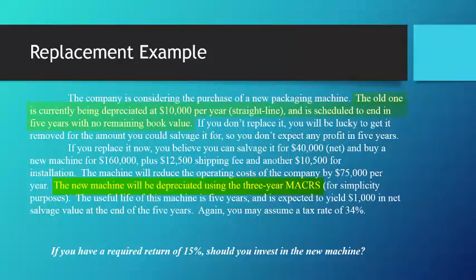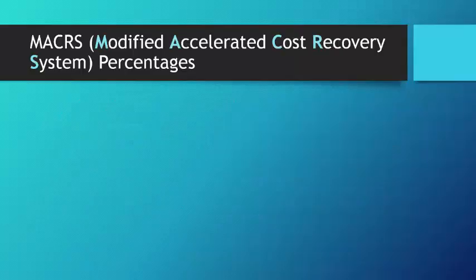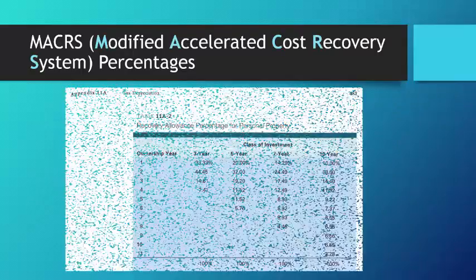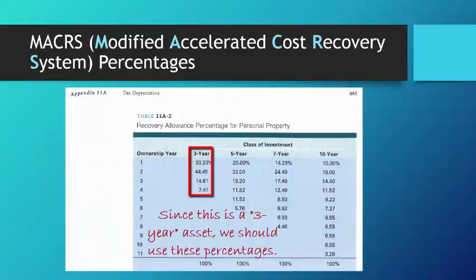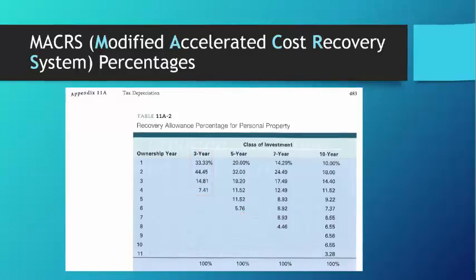So the new one is going to be depreciated using MACRS. The old one is currently being depreciated using straight line. So we're going to be looking at the difference between those two. And just so you can understand the MACRS, let me add to the given information what the MACRS actually looks like. MACRS again stands for Modified Accelerated Cost Recovery System, and these are the percentages. Having said that, let's pop over to Excel and start building our spreadsheet.